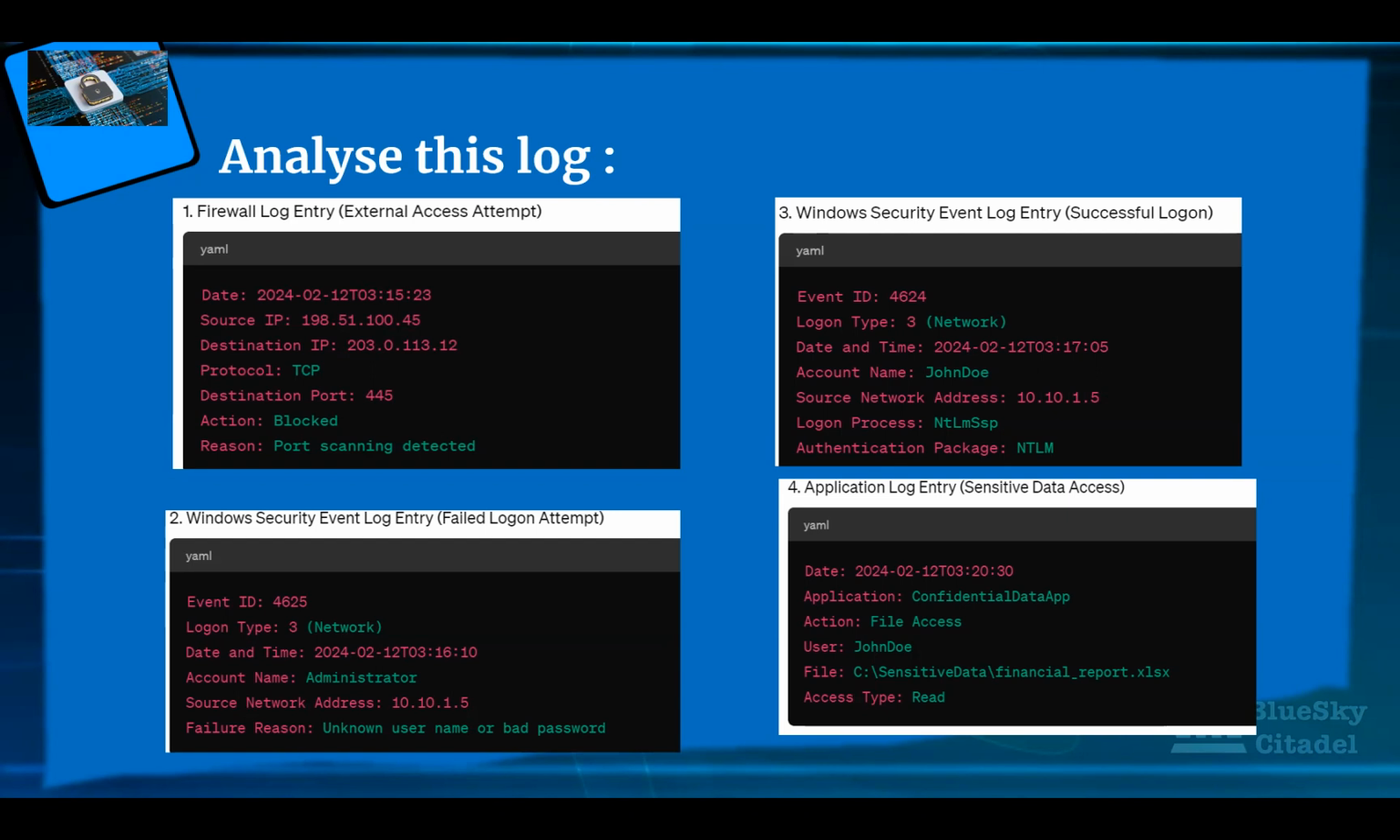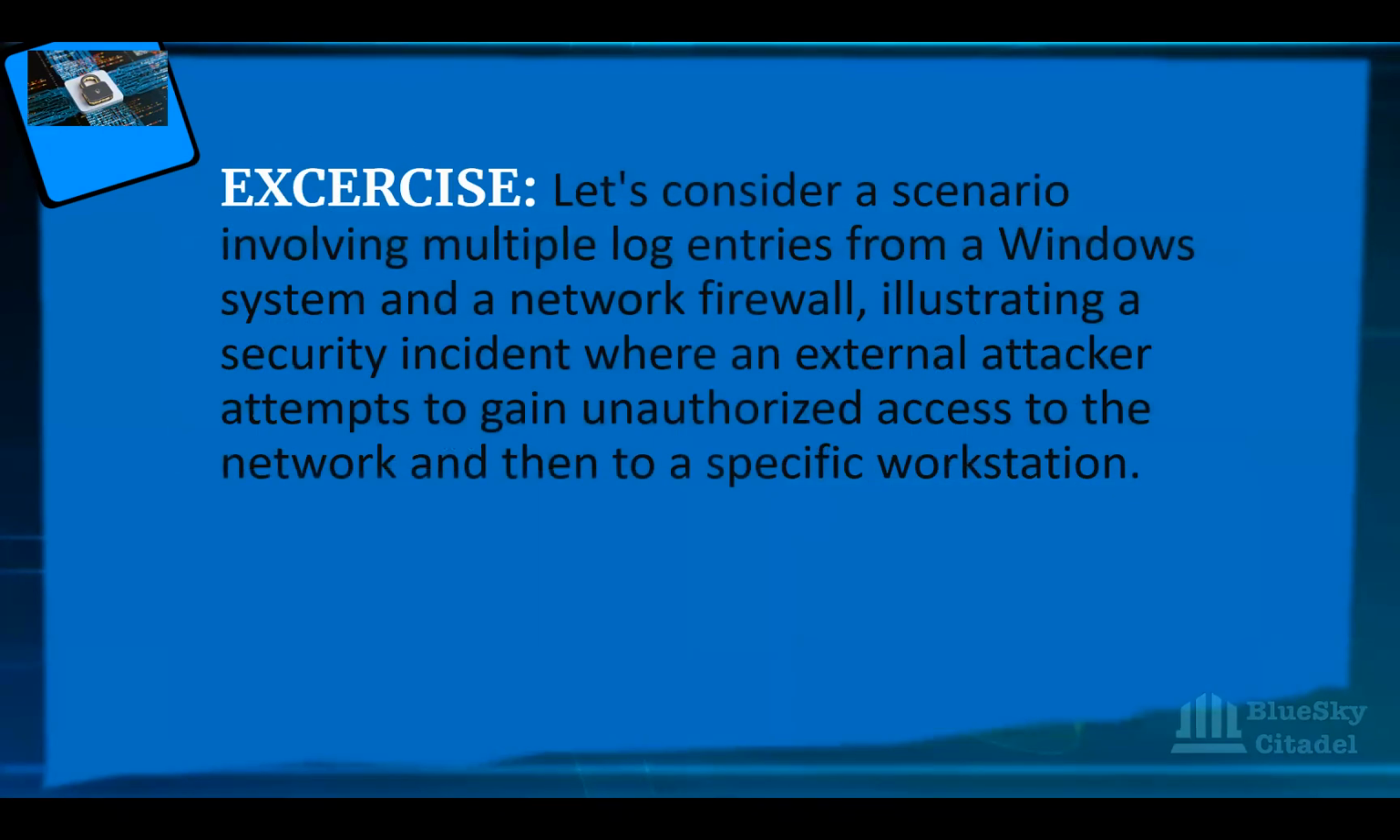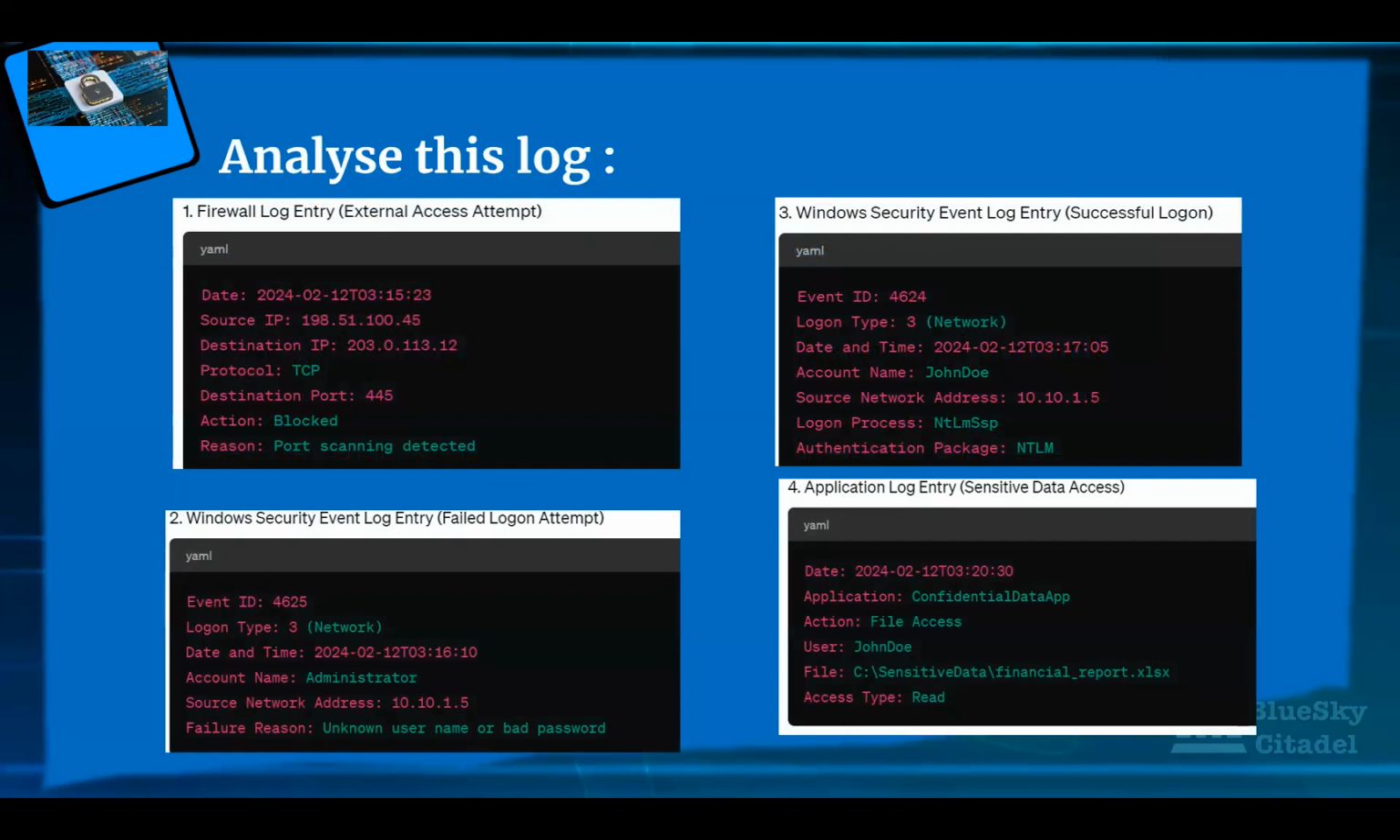Yes, I think I agree with Tosin. If we go back to the question, can we go back to the scenario? From the question, it says, let's consider a scenario involving multiple log entries from a Windows system and network firewall, illustrating a security incident where an external attacker attempts to gain unauthorized access to the network and then to a specific workstation. So I'm assuming he's already gained access to the workstation of John Doe, who probably works in the organization. I agree with Tosin on that, that's what I'm trying to explain.